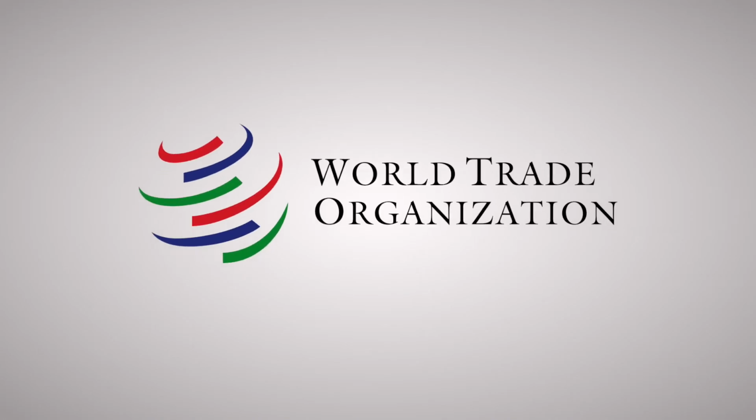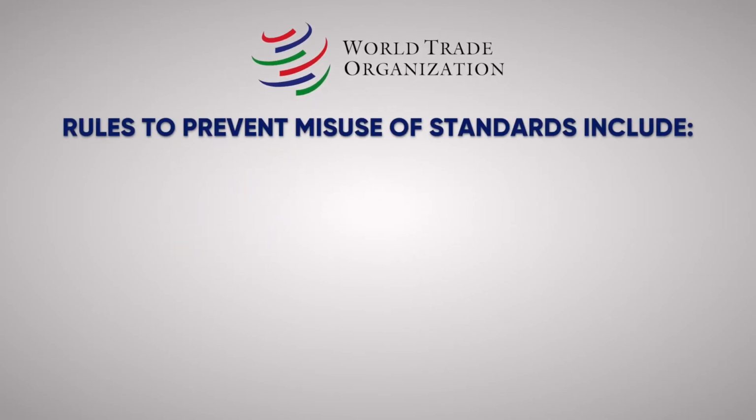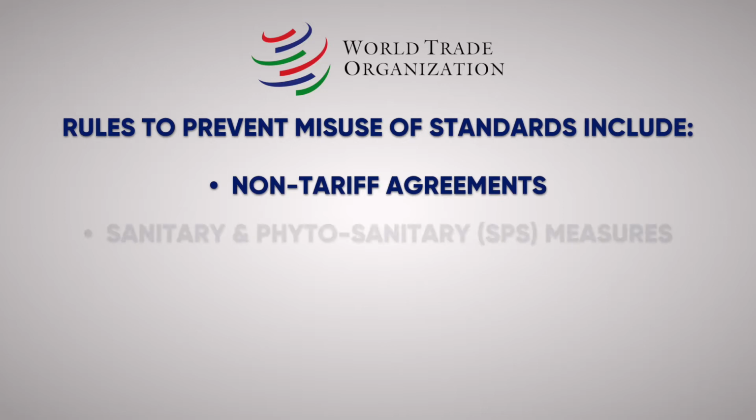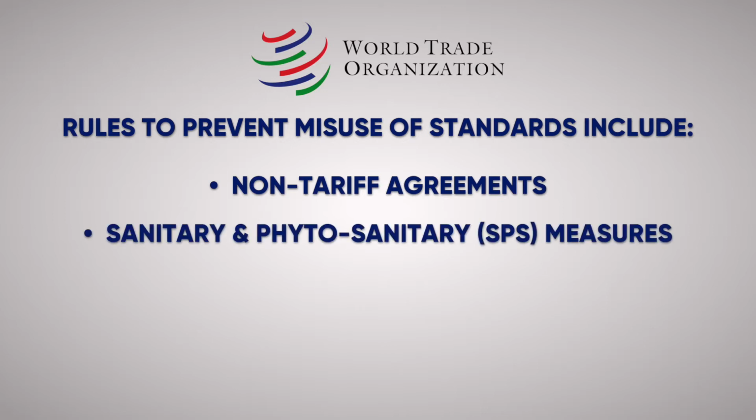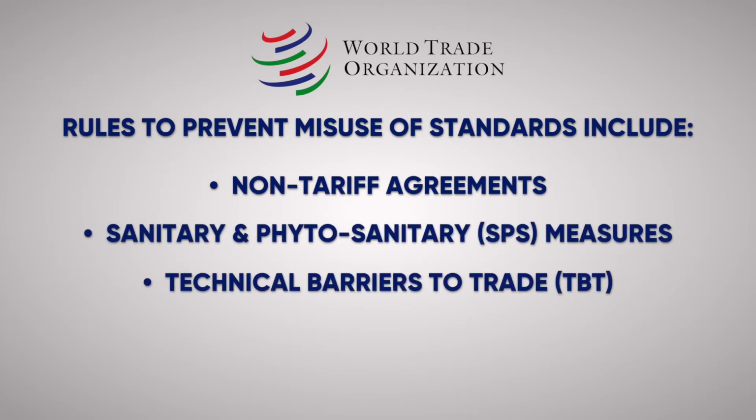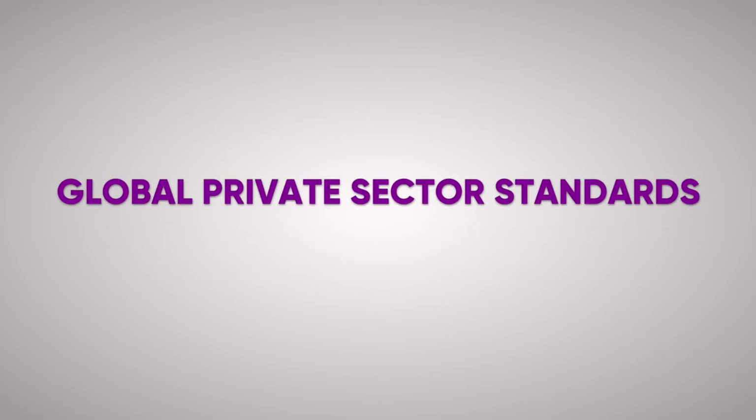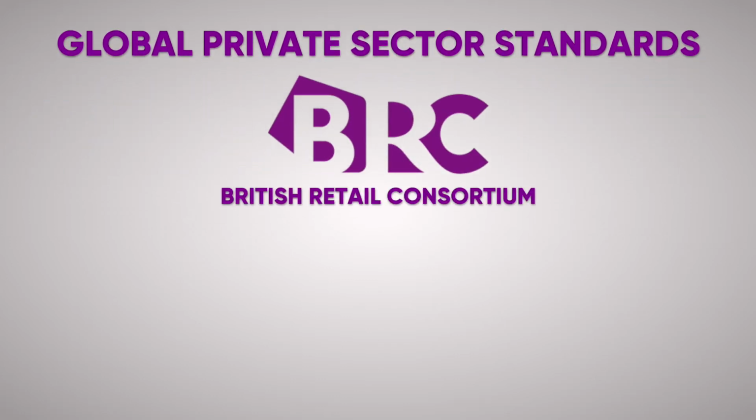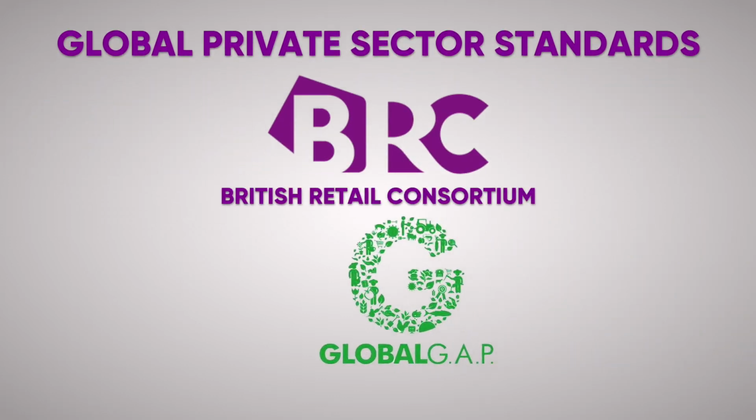frauds. To prevent governments from misusing the standards, rules and disciplines were laid down by the WTO in terms of non-tariff agreements, the sanitary and phytosanitary measures, and the technical barriers to trade. In addition, the private sector also imposed standards for their own procurements, such as the British Retail Consortium and Global Gap.